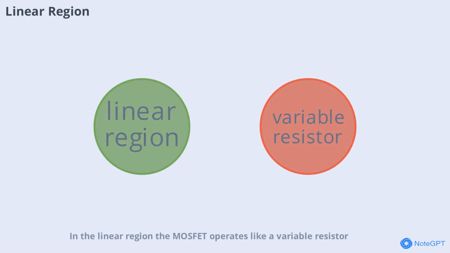In the linear region, the MOSFET operates like a variable resistor. The gate voltage is above the threshold, and the drain-source voltage is relatively low. The drain current increases linearly with the drain-source voltage. This region is useful for analog applications such as amplifiers, where precise control of current is needed. Designers often exploit the linear region to achieve desired signal amplification and modulation.